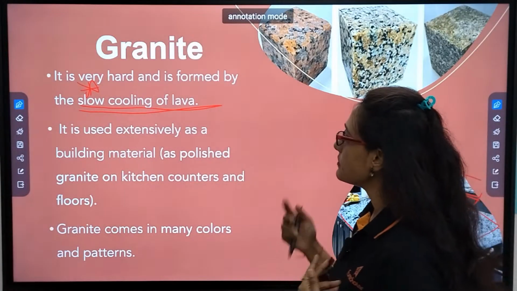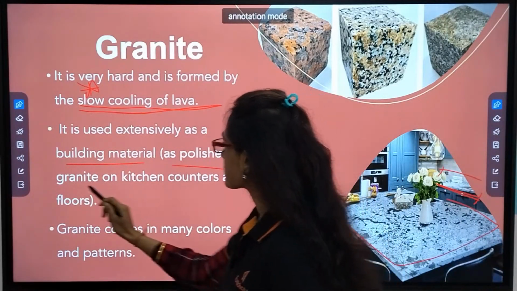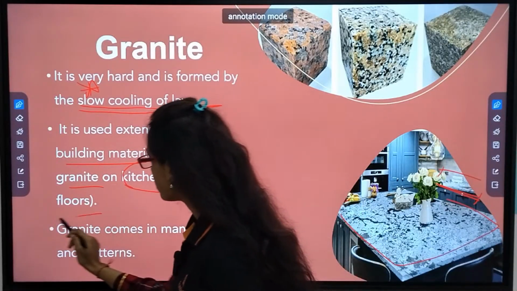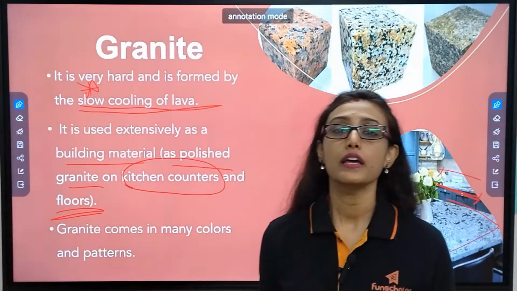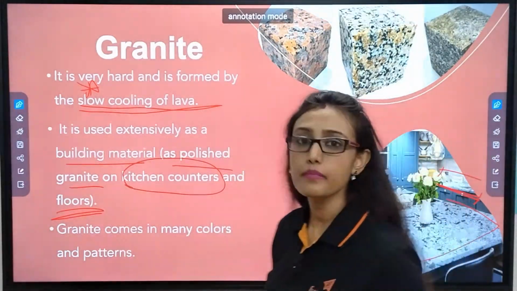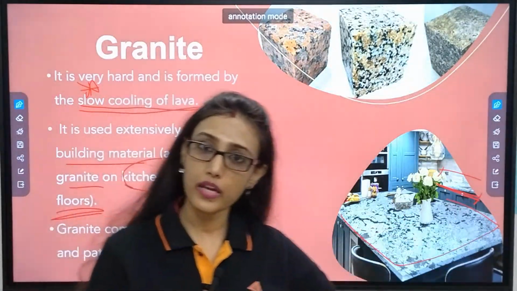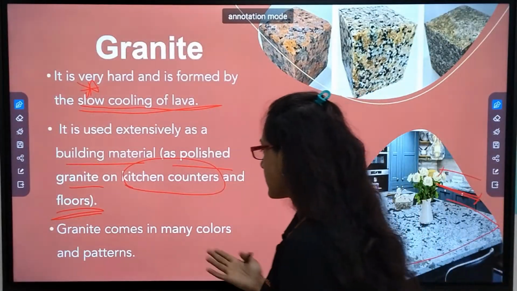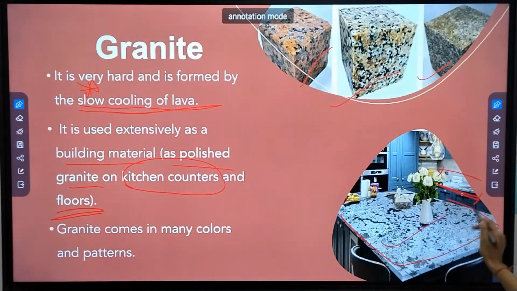It is extensively used as building material, as polished granite for kitchen counters and floors. I have told you the kitchen where your mom cooks is, in most houses, made of granite, so it is easy for you to remember. Now granite comes in many colors and patterns. You can see over here there are so many types of granites.